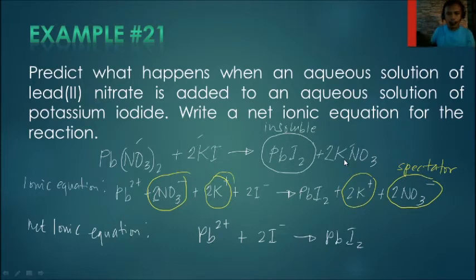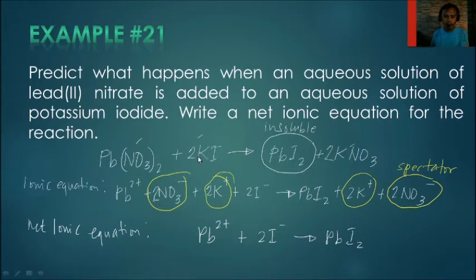Then, i-separate na natin into ions yung mga soluble na salts. Yung mga soluble lang, gaya ng sinabi natin kanina, yung mga insoluble, hindi natin i-dissolve into ions, kasi nga, insoluble sila. Okay? So, yung lead, may charge na positive 2. While dito sa nitrate naman, yung subscript na 2, gagawin natin siyang coefficient.